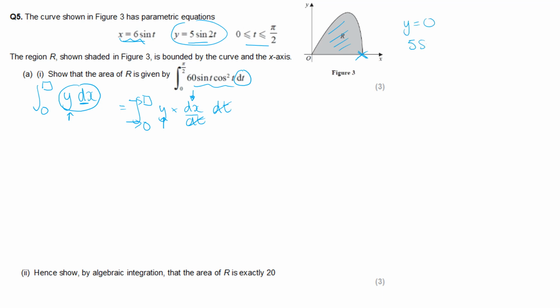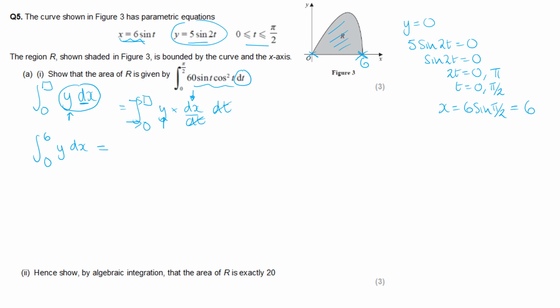So that would be 5 sine 2t is equal to 0. So that would be sine 2t is equal to 0, 2t is equal to 0 or pi, so t is equal to 0 or pi by 2. So the 0 one is obviously that one there, and then if we put x is equal to 6 sine of pi by 2, pi by 2 is 90, sine 90 is 1, so that's going to equal 6. So that point there is 6.